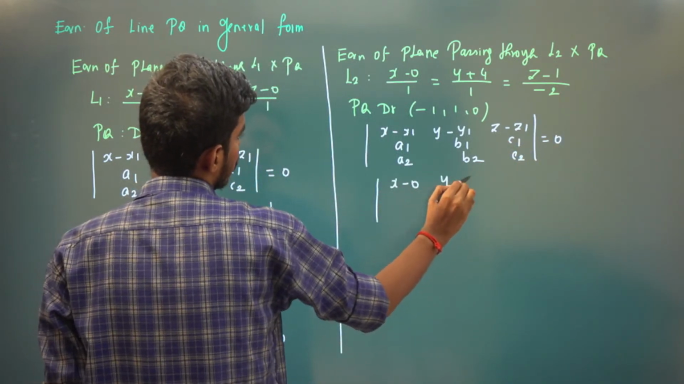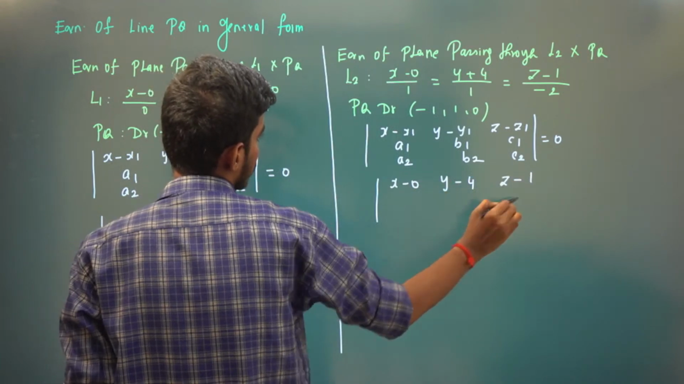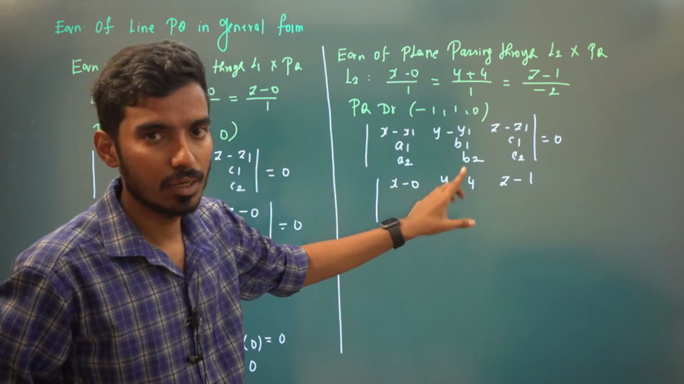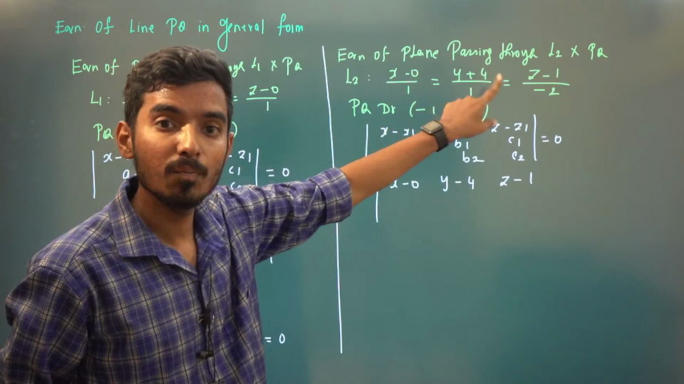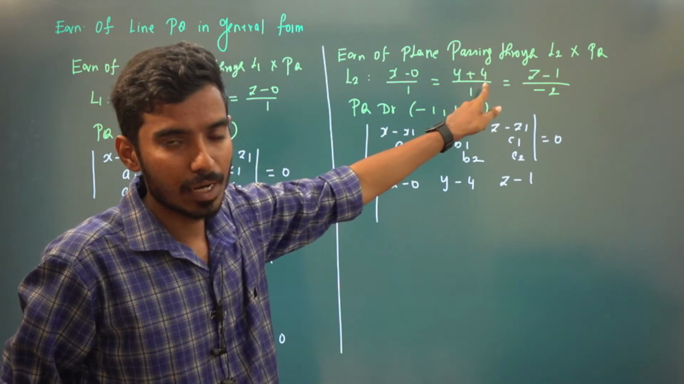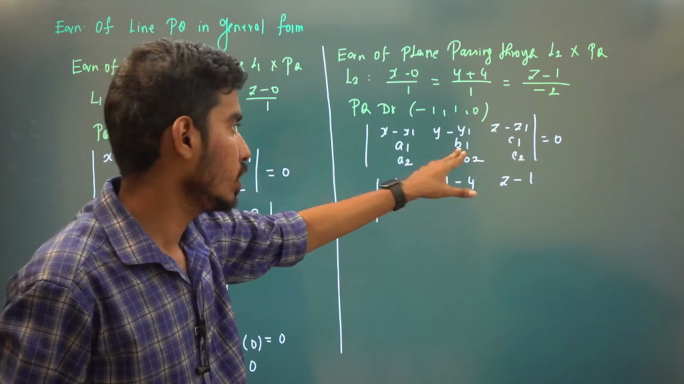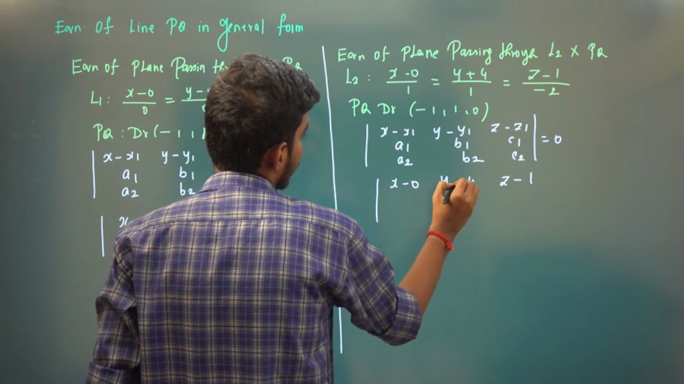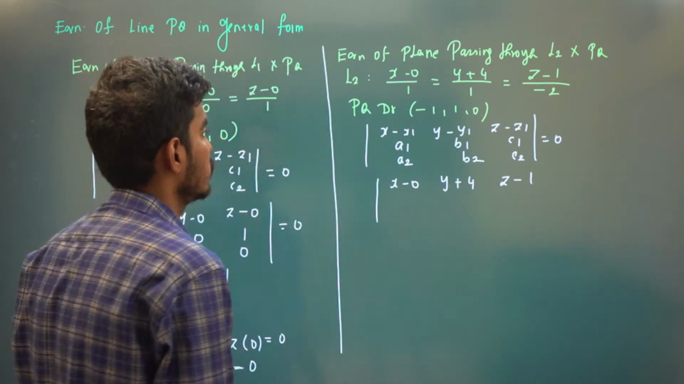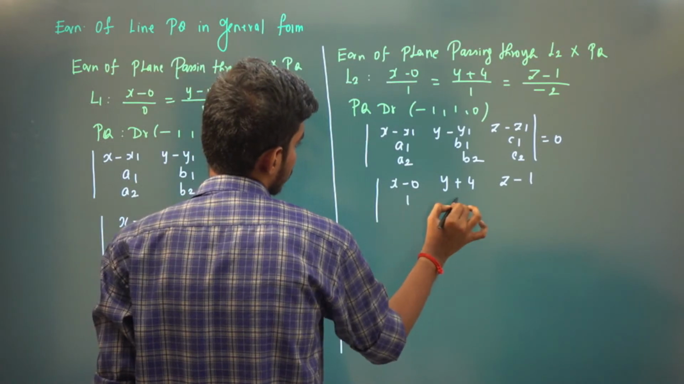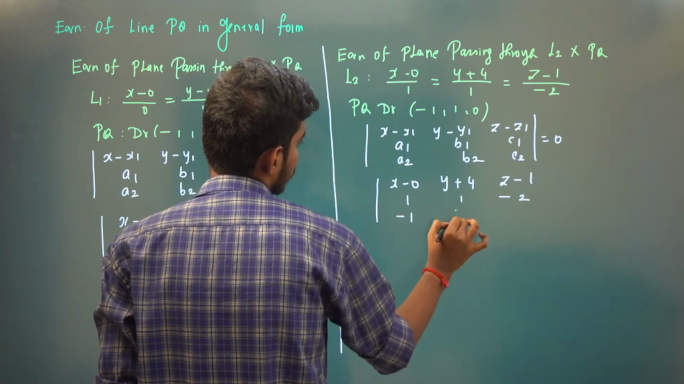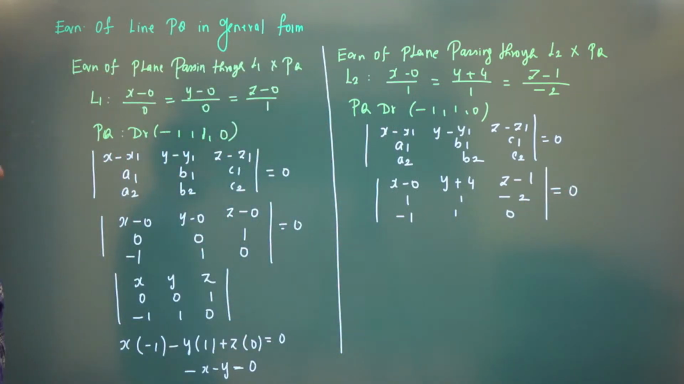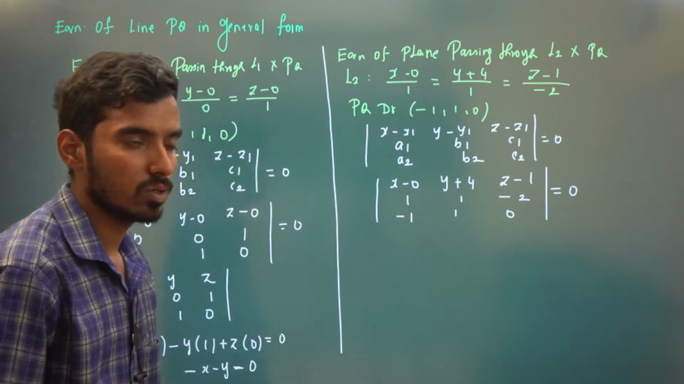x minus 0, y minus 4. See, it has to be y minus of minus 4, right? So I'm putting minus 4 here. Symmetrical form is x minus x1, y minus y1, but it is plus 4 here. I'm writing plus 4 as minus of minus 4. Then you will have y1 to be minus 4, so you will have plus 4, right? So just expand this. You will have one more equation of plane. Combine this and this, and you will get the answer.